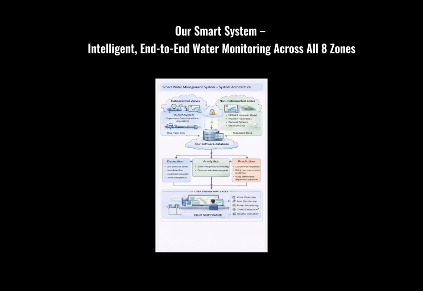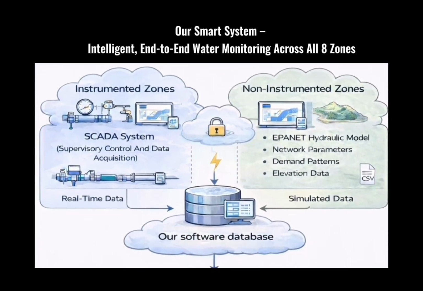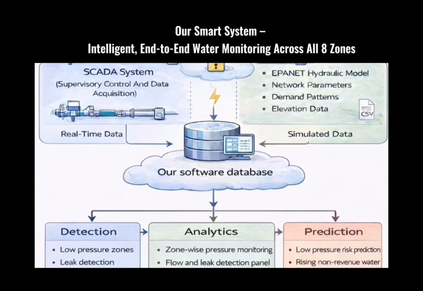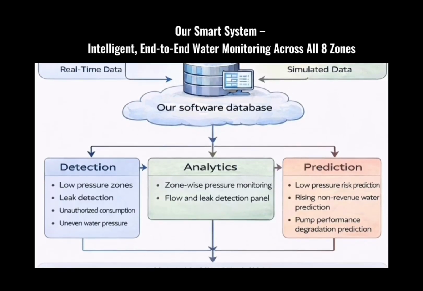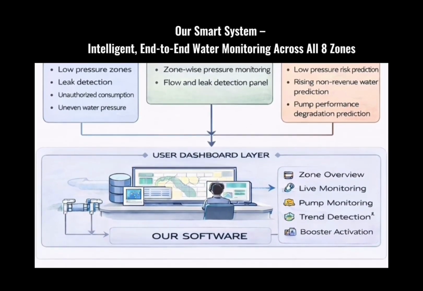Our system integrates both sensor and non-sensor areas to provide complete zone-level visibility across the network. It applies real-time analytics to detect pressure imbalance, leakages, and irregular patterns instantly. Most importantly, it shifts operations from reactive to predictive, enabling early warnings, forecasting, and proactive decision-making.